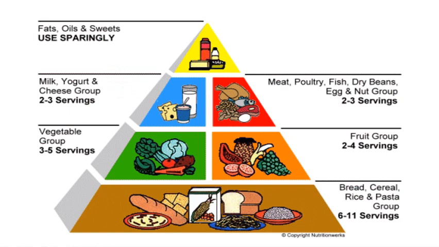The milk group and the meat group occupy the third layer of the food pyramid, evenly by 2 to 3 servings for each. On the top of the pyramid, there is the fats, oils, and sweets group. We have to consume this group sparingly.